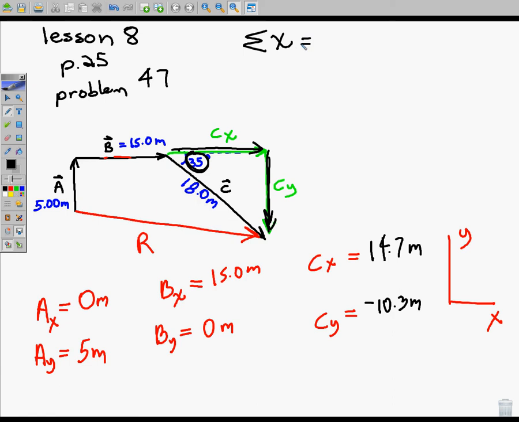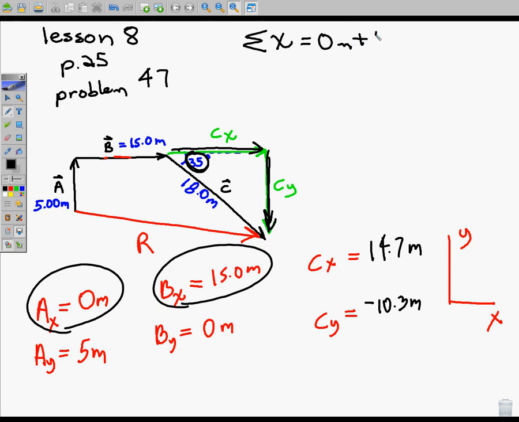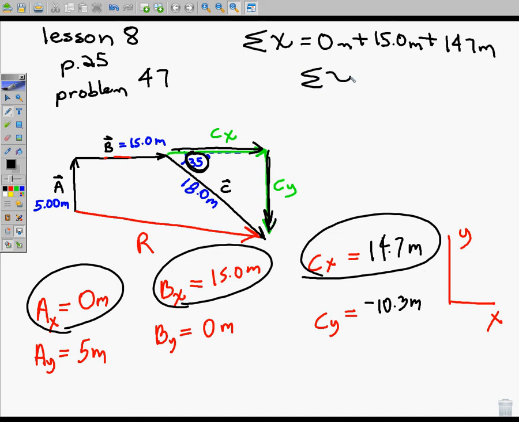So it's going to be 0 plus 15 meters plus 14.7 meters. And what does that come out to, Sammy? 29.7. 29.7 meters. And it's all positive. Okay?